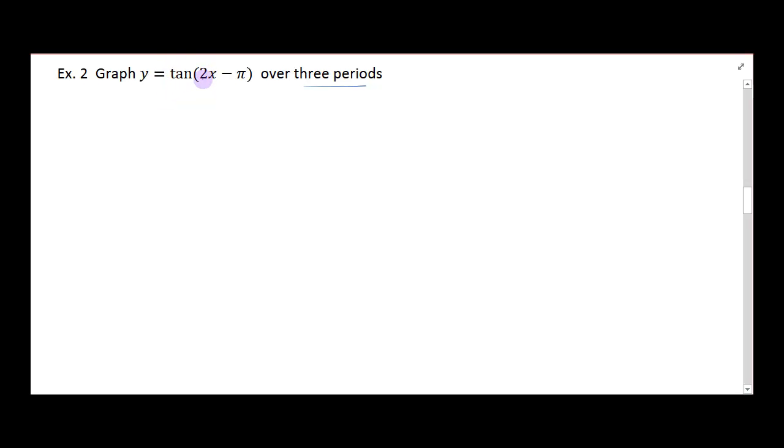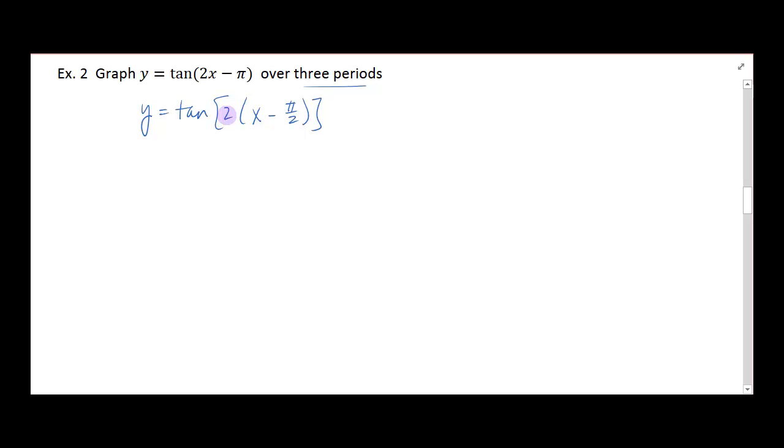I want my b, which is this value next to the variable x, isolated. In other words, I need to factor this coefficient out. So I'm going to start by rewriting the equation by factoring out this value for b, in other words 2. So if I factor 2 out of both of those terms, I'm left with x minus pi over 2. So this is the function I now want to be looking at, the tangent of 2 times x minus pi over 2.